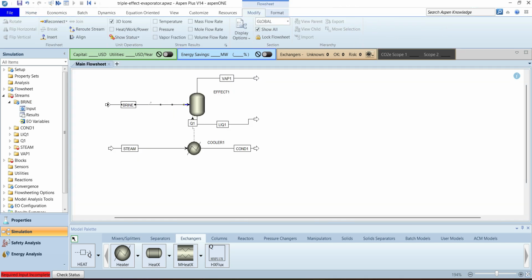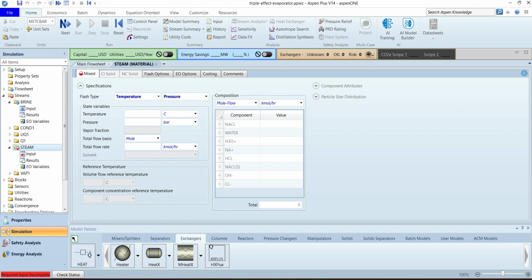Let's move to the specification of steam. We are only told that it's a saturated steam at 200 degrees Celsius. Either we can determine the pressure from the pressure temperature curve in the properties environment, or alternatively we can switch to the vapor fraction of 1 to identify that it's a saturated vapor or saturated steam.